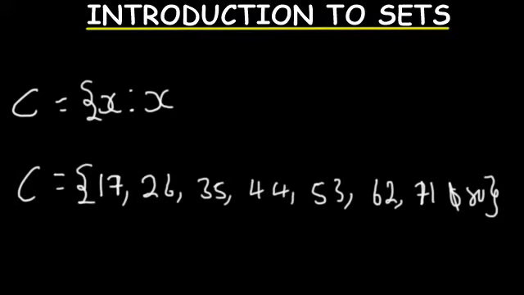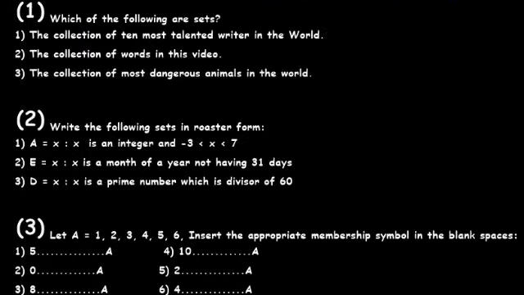So this is the exercise I have for you guys. We have 3 different questions with 3 different sections. For the first one, which of the following are sets? Just comment your answer if you want me to make a review. And the second one, write the following set in roster form. So just list out what they mean. It is written in set builder form, so I want you to list out their elements. Then the last one is to insert the appropriate membership symbols in the blank space. I said A is a set of elements 1 all the way to 6. Now I give you a list of options to say if at all they are members of set A or not.